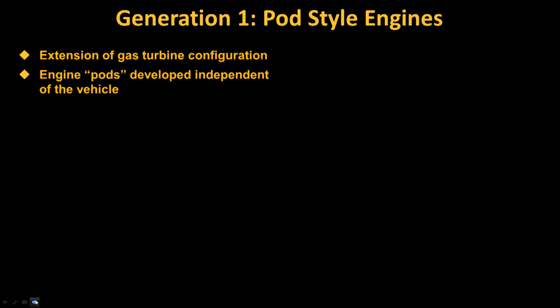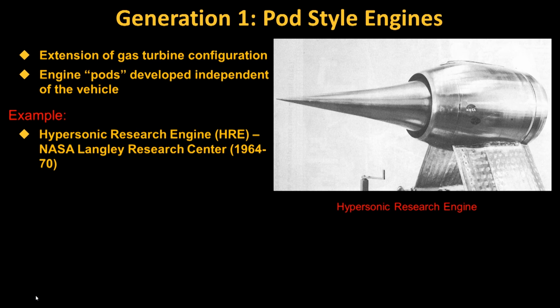The first generation involved the design of pod-style engines. These scramjets owed considerable heritage to gas turbines, and scramjet pods were developed independent of the vehicle they were meant to propel. The best example of this type of scramjet was the Hypersonic Research Engine, or HRE, which was developed at NASA's Langley Research Center in Virginia between 1964 and 1970. This engine used a large axisymmetric spike for external compression, and its external shape looked distinctly similar to a gas turbine.